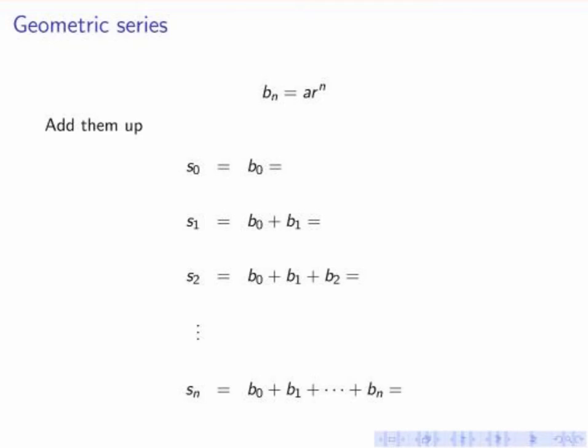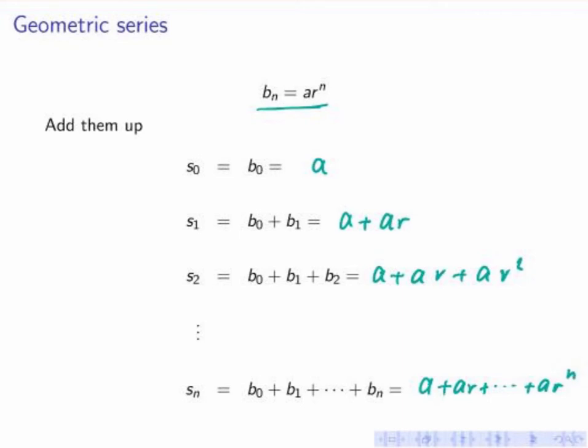So let's start with a geometric sequence first. And a series is just adding up those terms. So I start with S0, which is the first term, B0, which is just A. S1 is B0 plus B1, which is A plus AR. S2 is B0 plus B1 plus B2. So this is A plus AR plus AR squared, etc. And then Sn is A plus AR plus etc. plus AR to the n. So Sn is the sum of the first n elements of the geometric sequence.